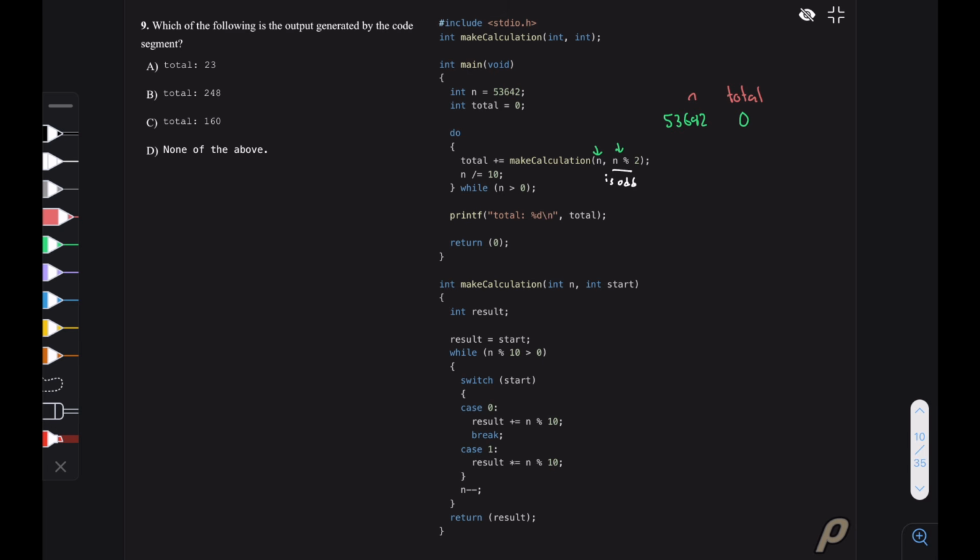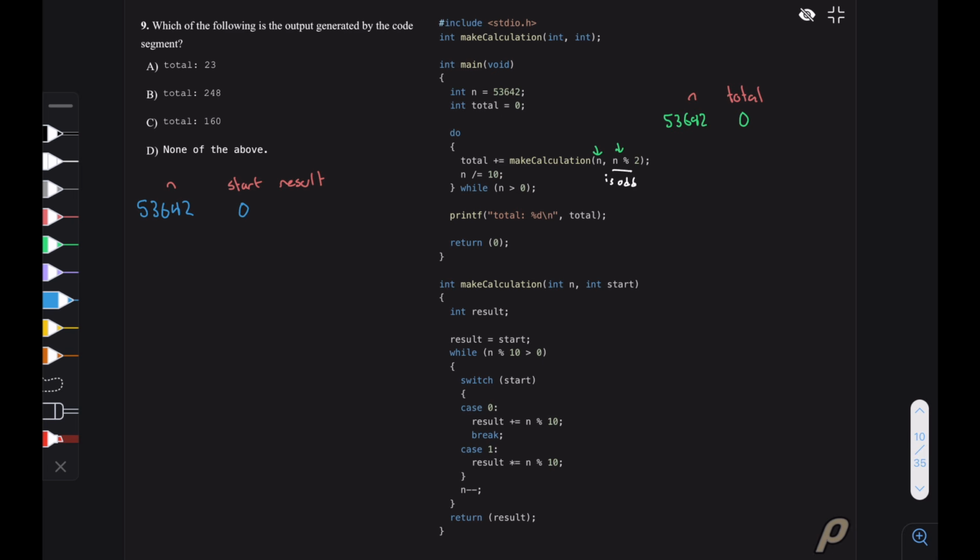So let's keep track. In our make calculation function, we get n, and then we get this start, and then we also get this result here. So we have to make sure we track all 3 of these throughout the function here. In the very first one, when we pass it through, our n is 5, 3, 6, 4, 2. And then the second parameter which gets passed is this n mod 2. In this case, the last digit's 2. When we mod by 2, that's just 0. So our start is equal to 0.